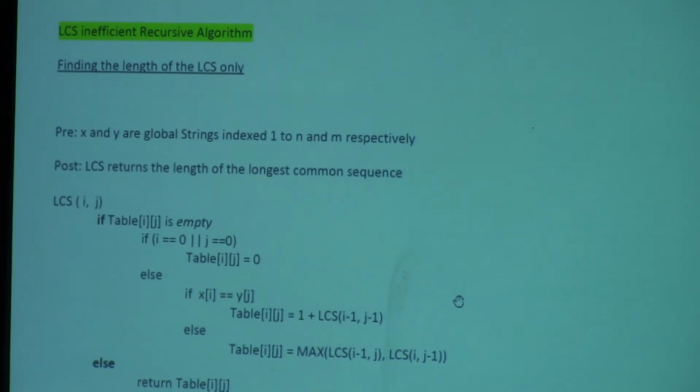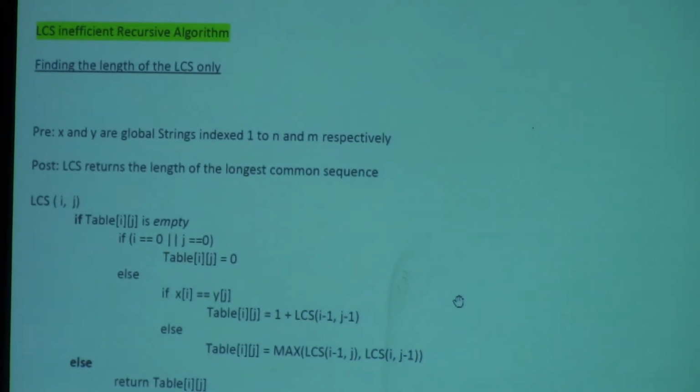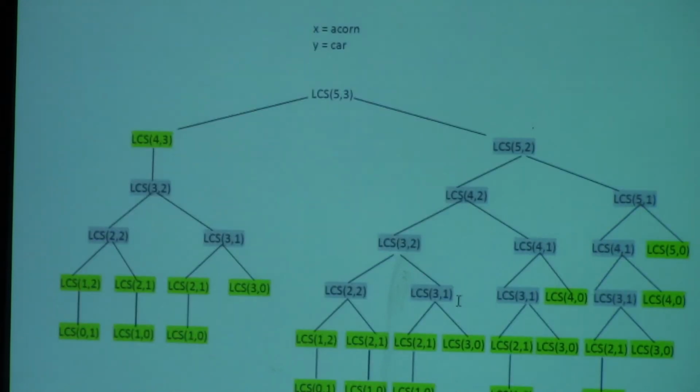Well, okay, let's go ahead and move ahead and see what we can see. So if we're going to use this algorithm, we have this kind of recursive idea. So let's say the first string is acorn, and the second one is car. This is 5, this is 3, LCS of 5, 3, and you can see how the recursion is going to happen. And so this thing is going to explode exponentially with n and m.